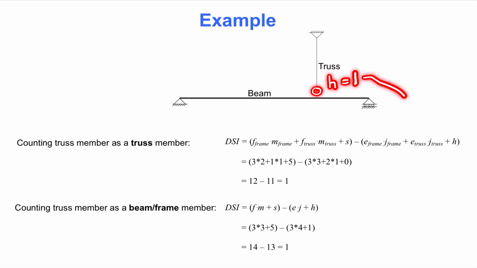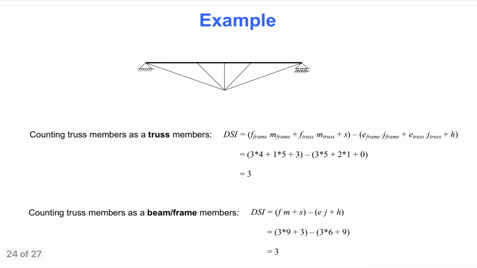Otherwise, bending moment could transfer from the beam into the truss member, and that would be a different behavior than what is intended with this structure. The final result is the same. This structure is statically indeterminate to the first degree. If it was difficult to understand the point of introducing releases in truss members, then this next example may help.